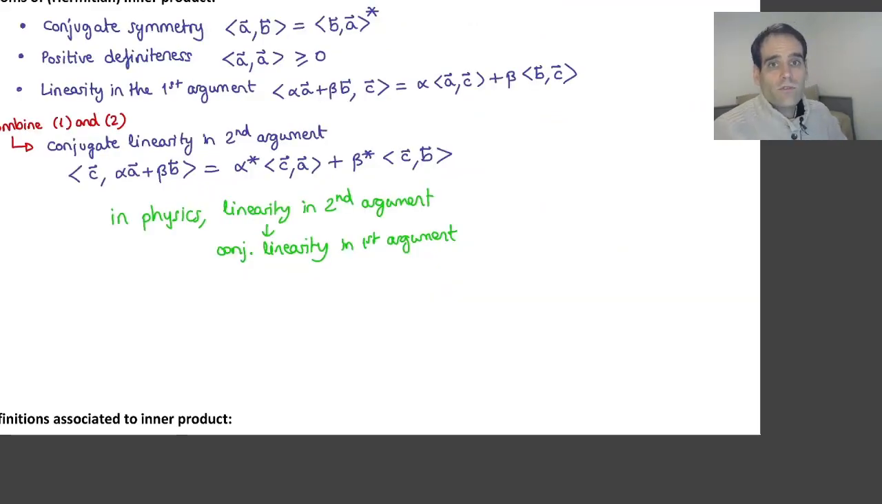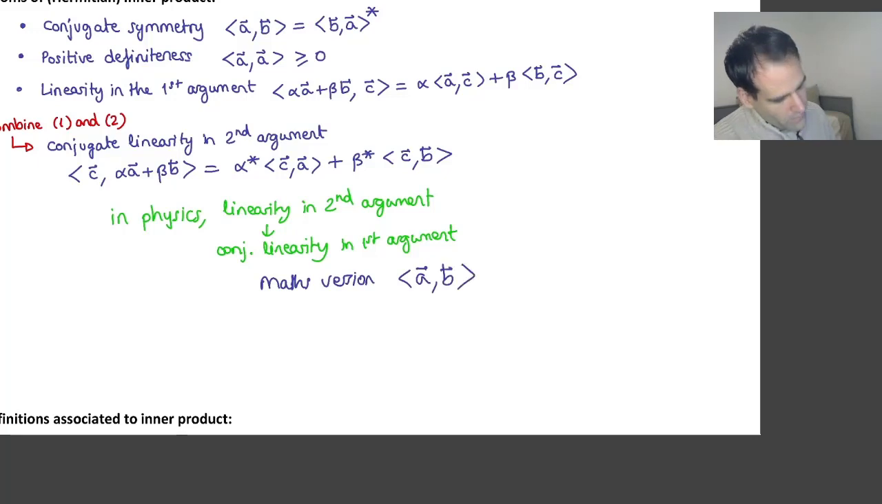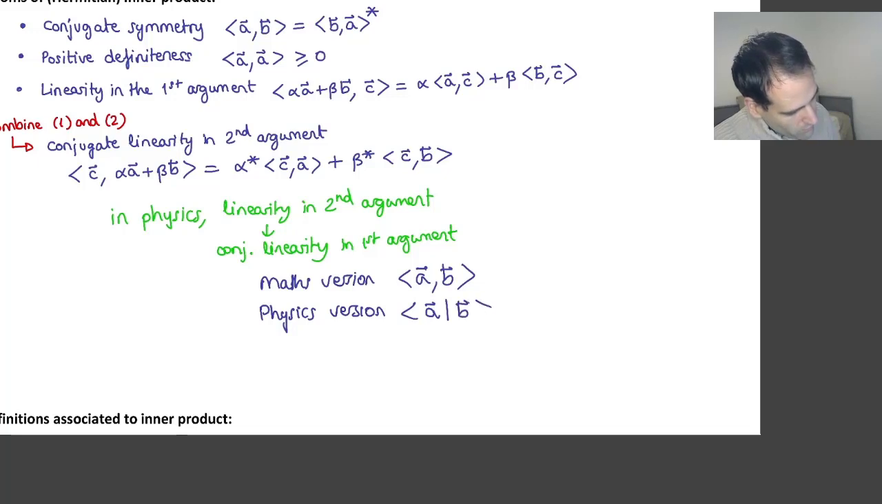So there is an easy way to solve this problem of having two types of different inner products, and that's to call them differently. Okay? So the maths version, I call it A, B, as I've been doing in the videos, while the physics version, I just call it A bar B. Okay? And they are the same thing except for swapping the first and second arguments. So you could say that A bar B is equal to B, A. Yeah? So that will be the only difference.